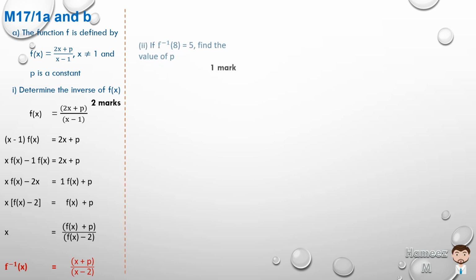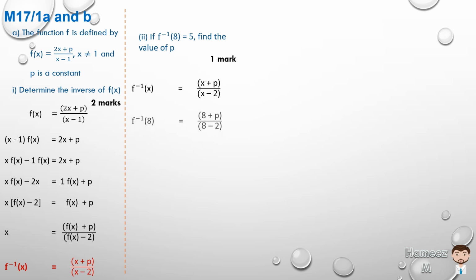Part 2. If f inverse 8 is equal to 5, find the value of p. So we know the formula, which we just worked out in part 1. f inverse x is equal to (x plus p) over (x minus 2). So let's substitute for x as being 8. So it's going to give us f inverse 8 is equal to (8 plus p) all over (8 minus 2). And they told us the value of f inverse 8. So we can replace that. It's going to give us 5 is equal to (8 plus p) all over, and what is 8 minus 2? 6. So we can solve for p.